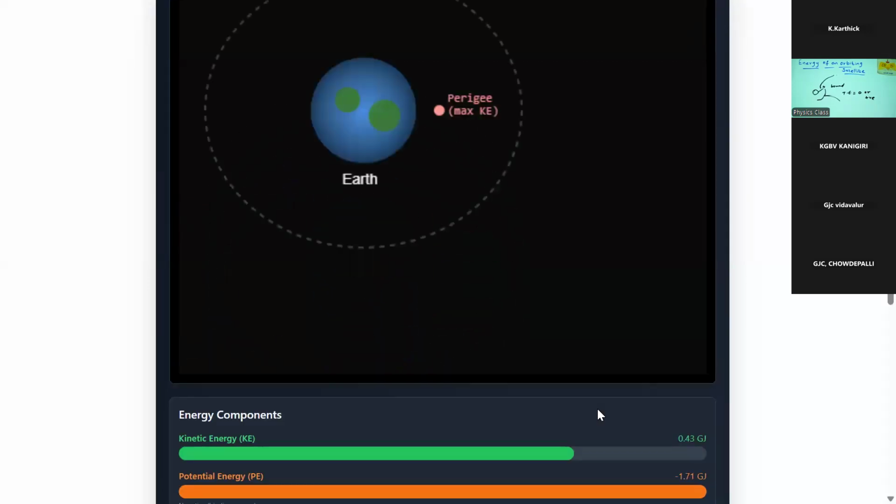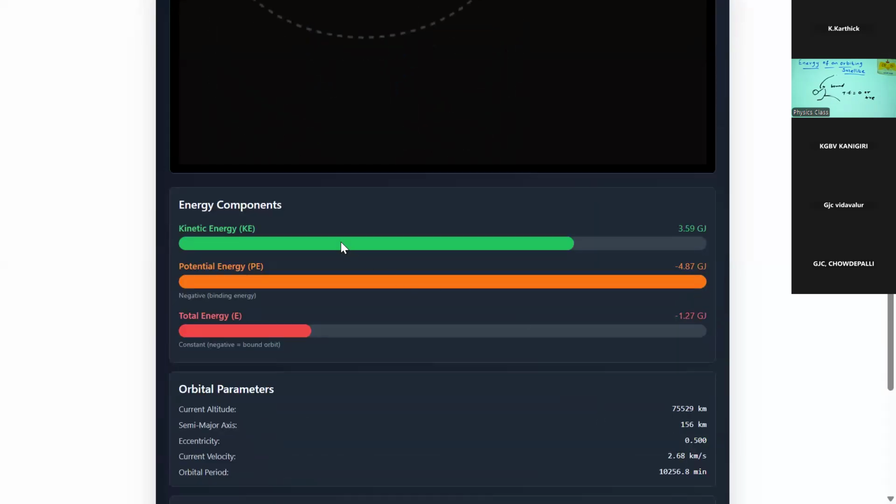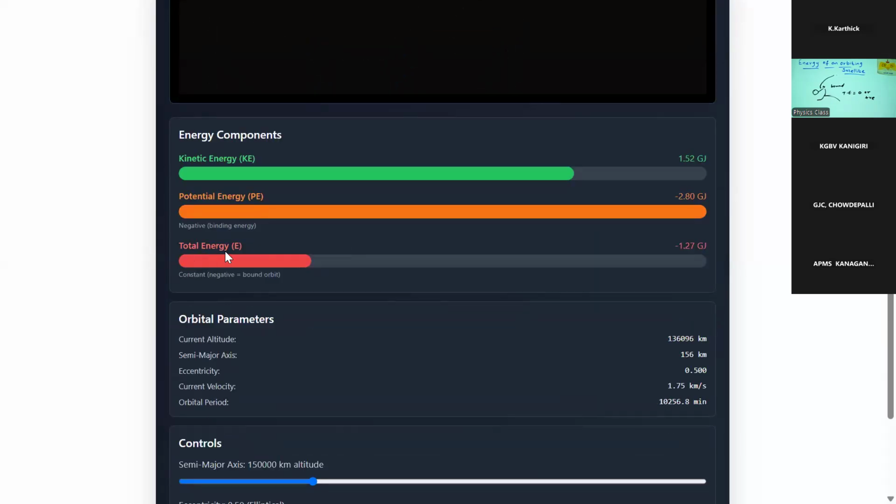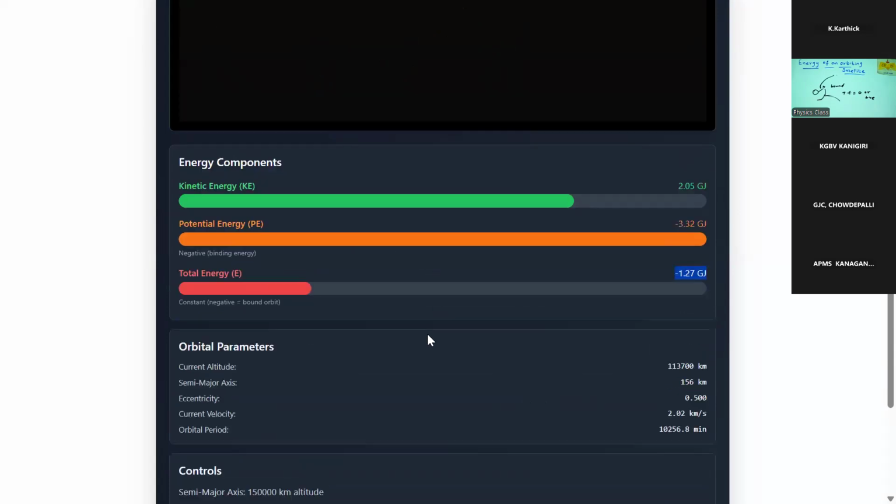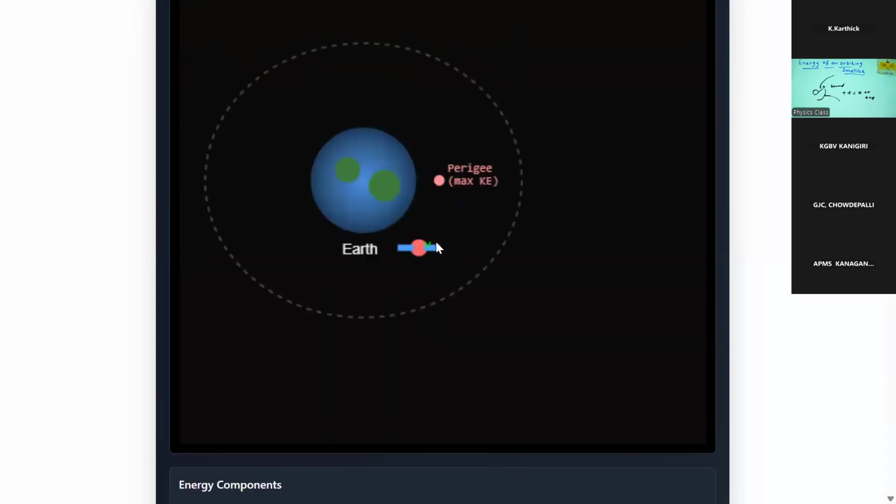Now look at the kinetic energy, potential energy, and total energy bars. Values are changing, you can see that, but total energy is always constant. That's why we can say conservation of mechanical energy. Kinetic energy changes, potential energy changes, because the distance between the satellite and Earth changes, and the speed of the satellite also changes.